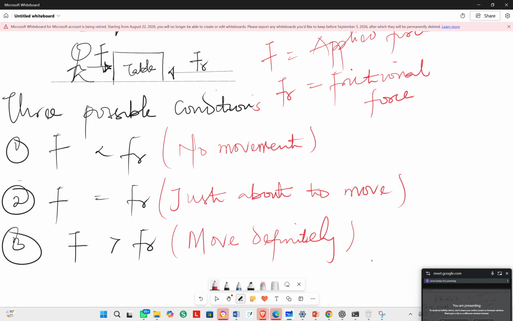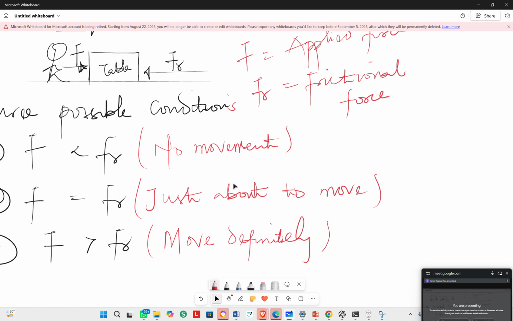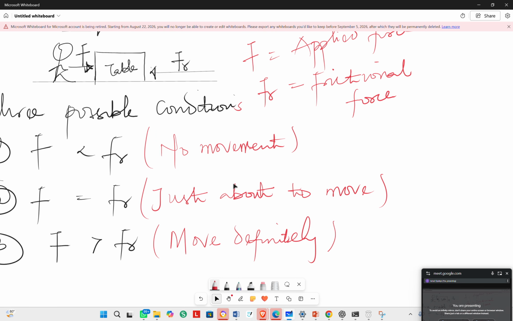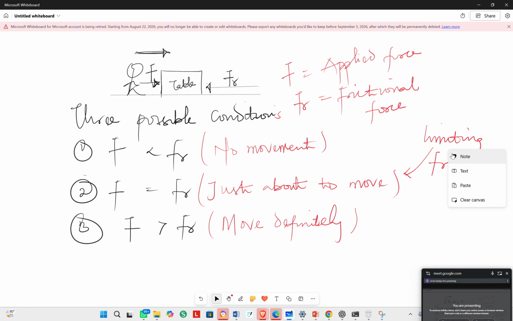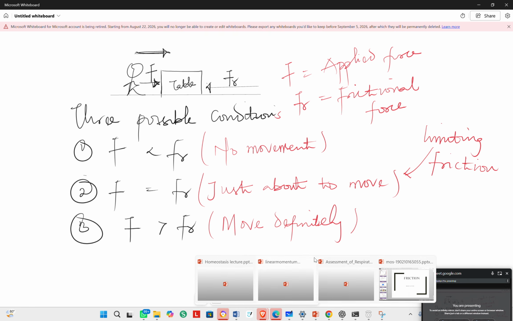So it is in this condition two that you have the case of a limiting friction, when the object is just about to move, when it's just about to slide. That is where you have a case of a limiting friction. So that is what I want to explain there. So let's continue the presentation quickly.